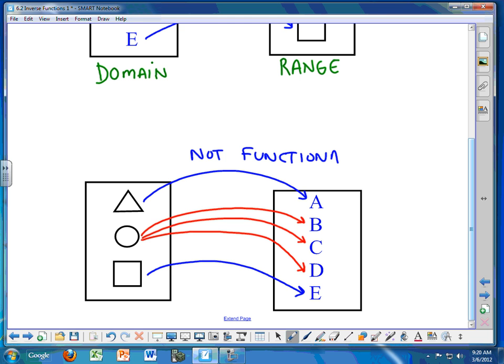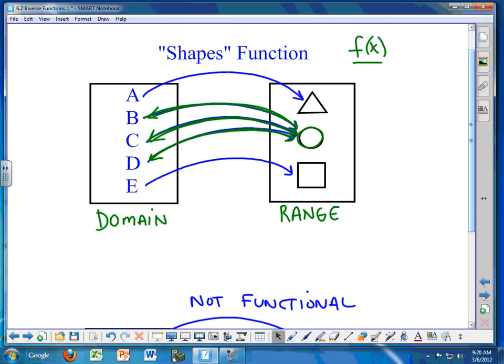In other words, the inverse of our little shape function is not going to be a function because when it goes back the other way, it is not unique. So that's what we have to watch out for. One-to-one functions have to have the arrows going to individual items in both directions. Let's move along here.